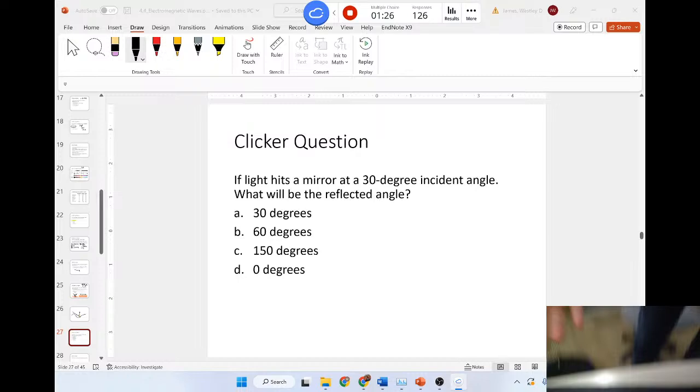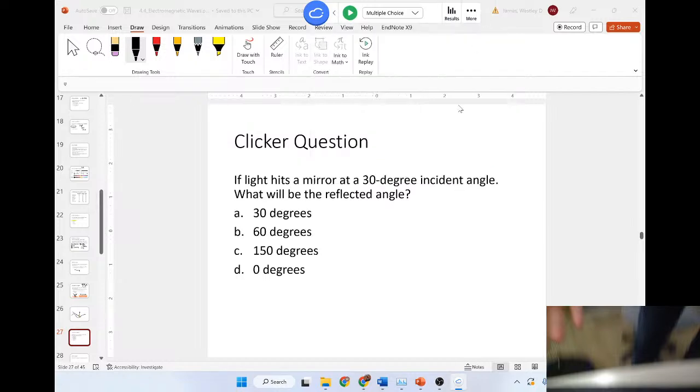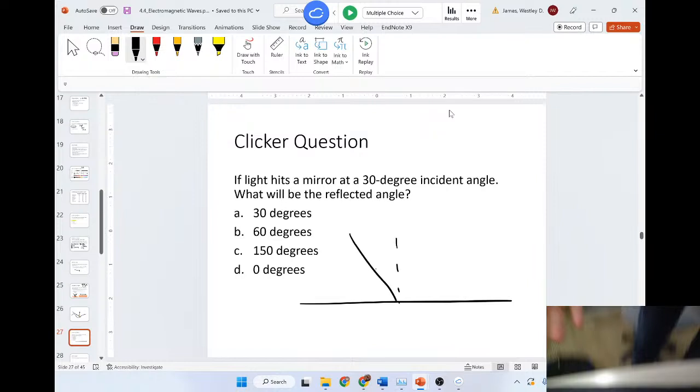5, 4, 3, 2, 1. Fingers crossed. I'm hoping this turned out really well. It is 30 degrees. Which, it's okay that people miss this. So the incident angle is measured with respect to this normal. So if I draw a picture, if it comes in with 30 degrees, this incident angle is the angle with respect to this normal. It bounces off with 30.